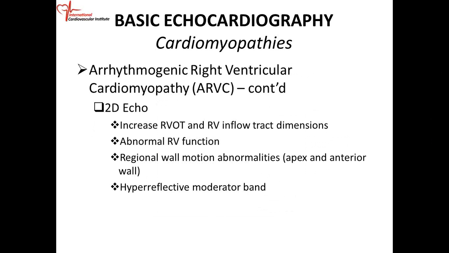Okay? So again, on your two-dimensional echo, you're going to get an increase in the RV size. So an increase in the right ventricular outflow tract. Remember how you measure that. If you're going to measure it at the mid-level, anything greater than 3.3. If you're going to measure the RV at the right ventricular outflow tract, distal, anything greater than 2.7. So you have to remember your measurements, okay?